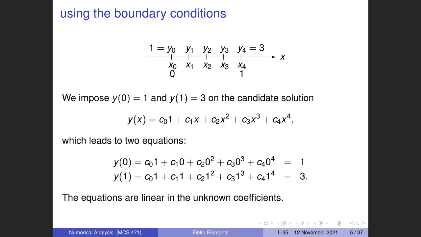This will lead to a linear system. And where have we seen this again? Remember doing interpolation via a linear system. Here we observe that if we plug in the boundary value conditions, we actually obtain linear equations in the unknown coefficients. So this happens with the boundary value and also happens with any interior point.